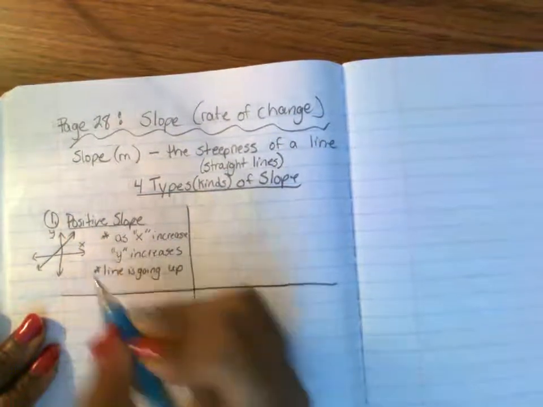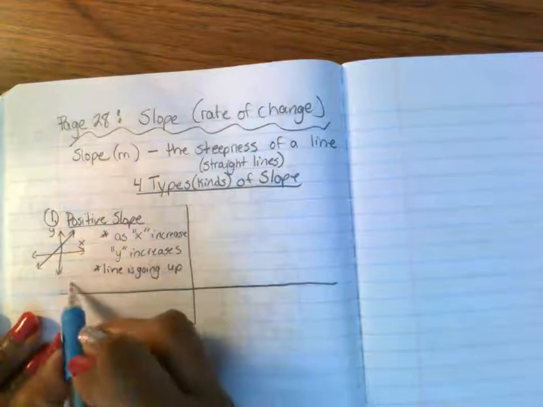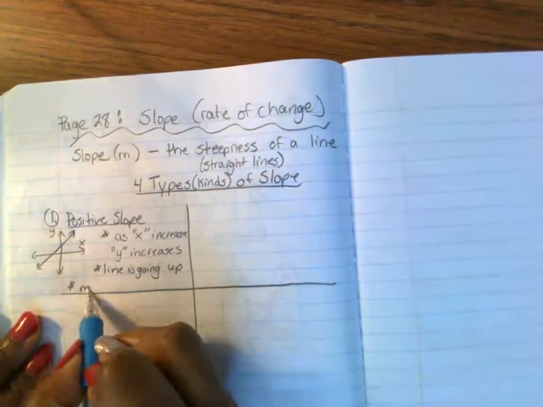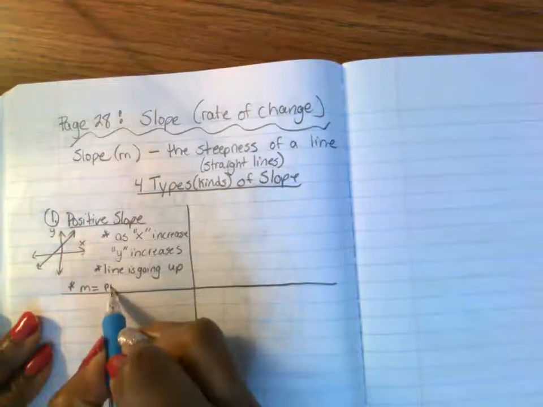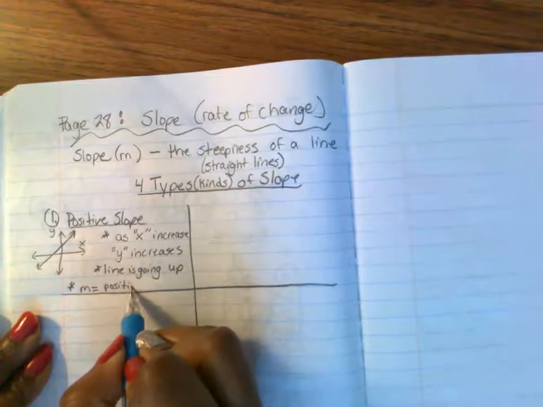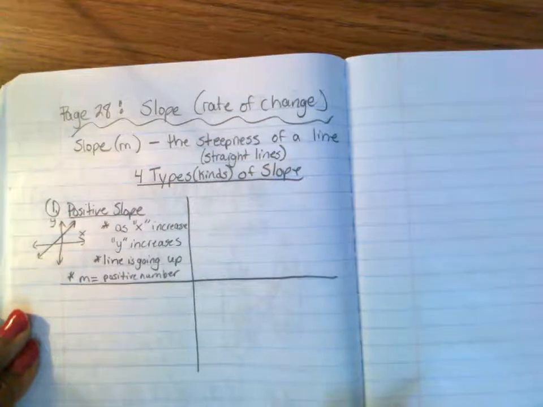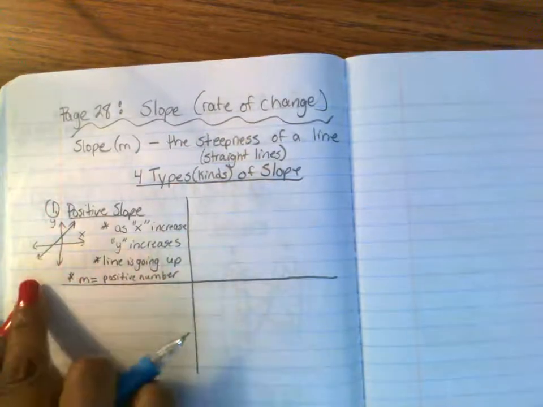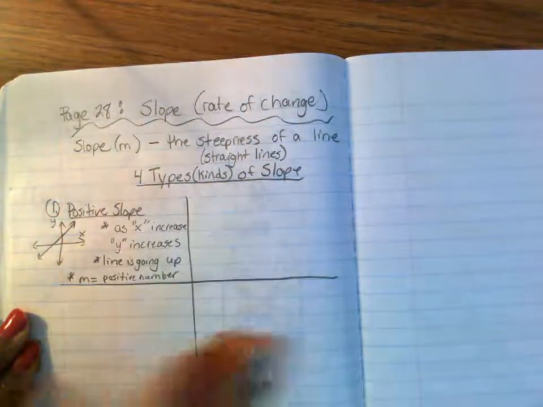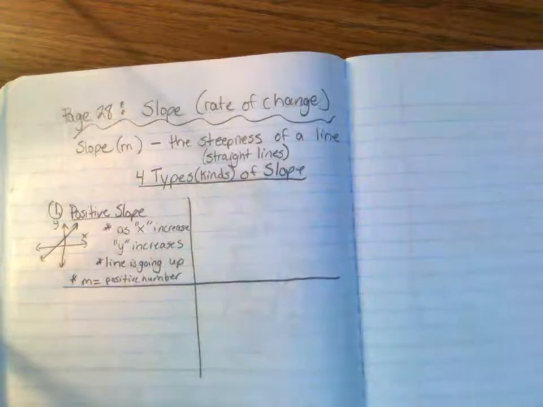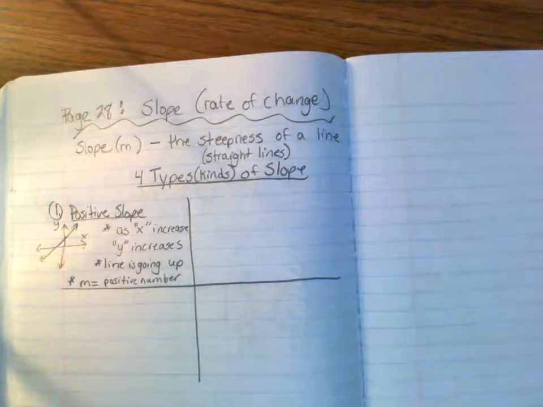Let's make this into asterisks. M equals a positive number. So whatever the slope is, it's going to be a positive number because the line is going up. This is called a positive slope. I'm going to pause for the calls.